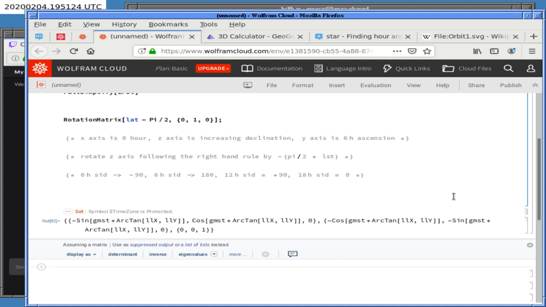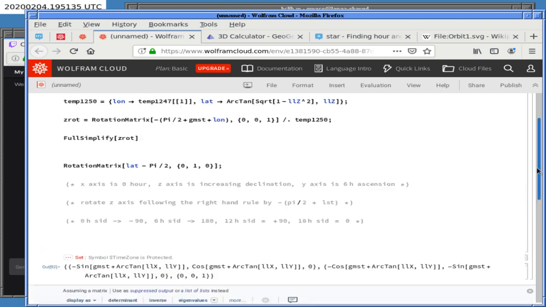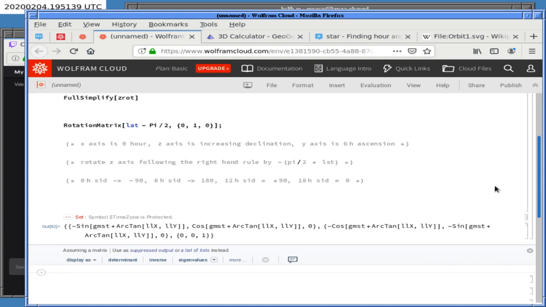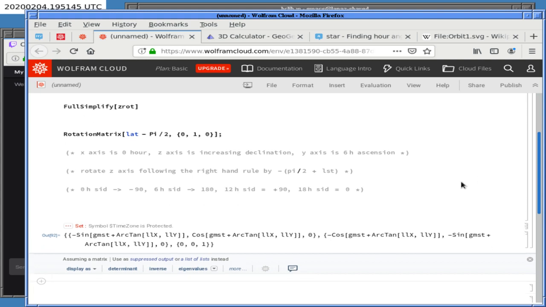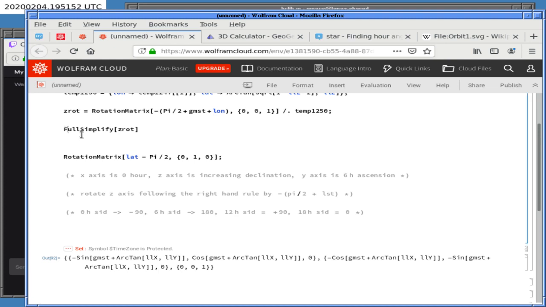Yeah. The nice thing is we don't have an LLZ in here. The z rotation depends only on the longitude, not on the latitude, which is not surprising. Okay, so this is our Z rotation matrix. It's going to get worse. Start assigning these some names.